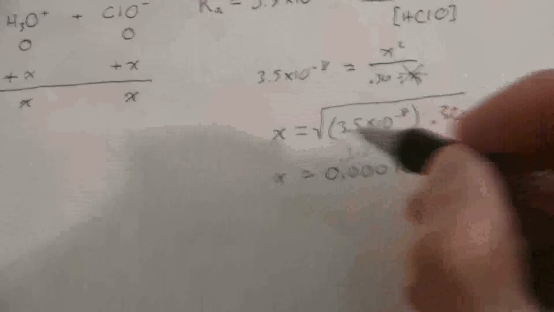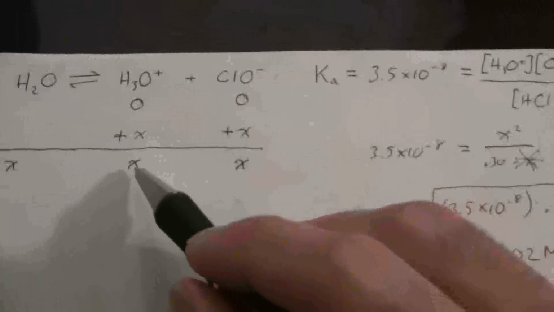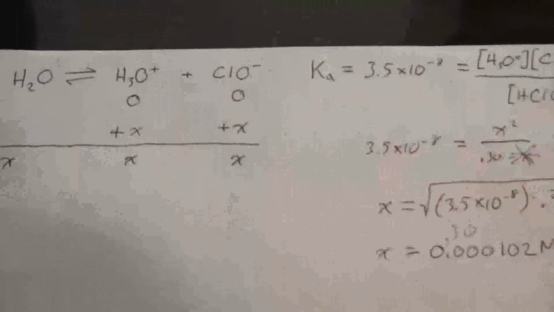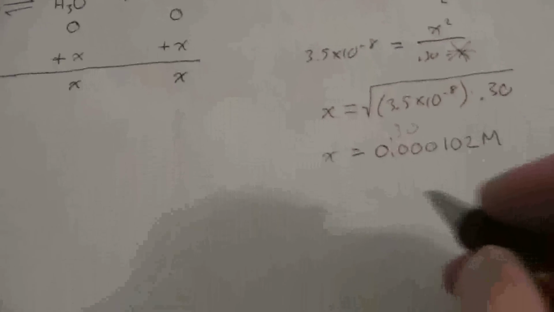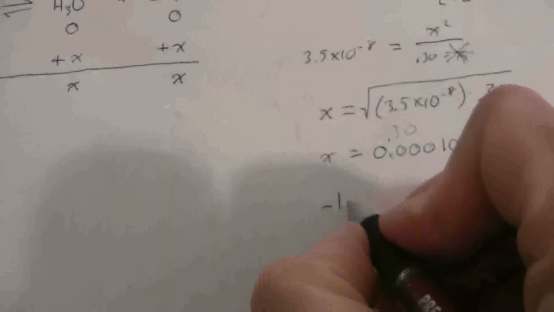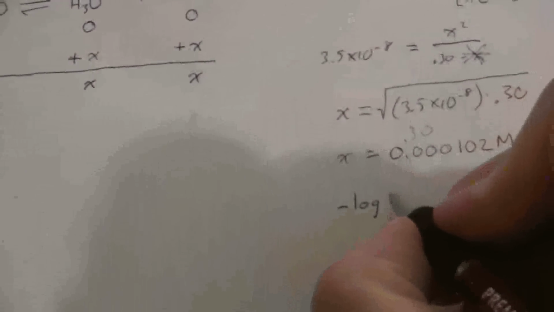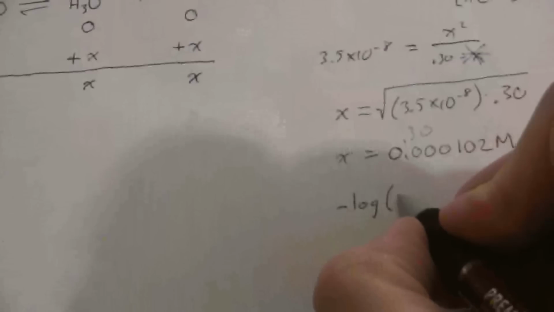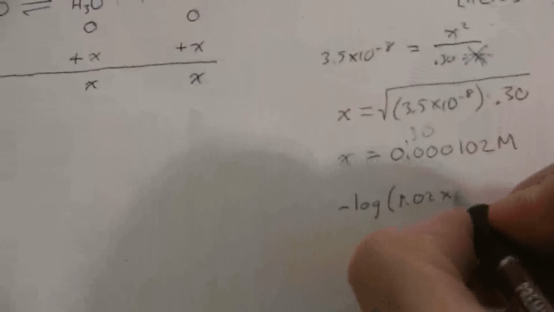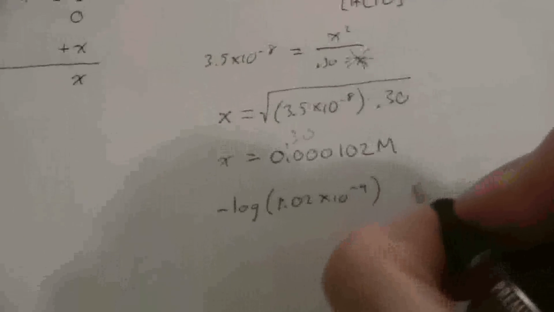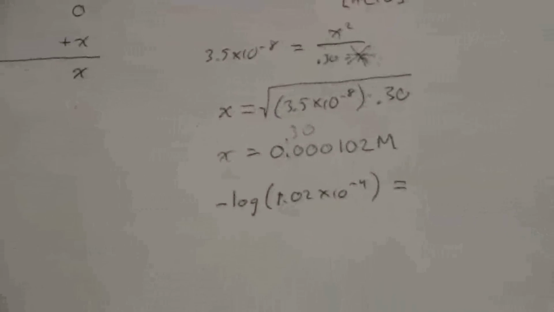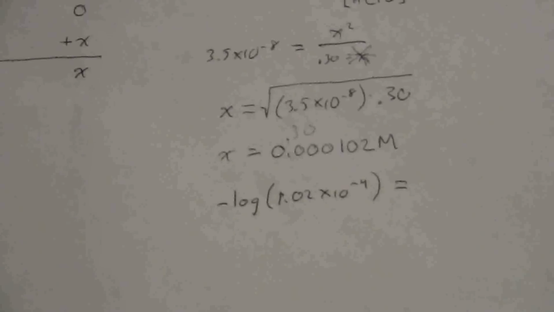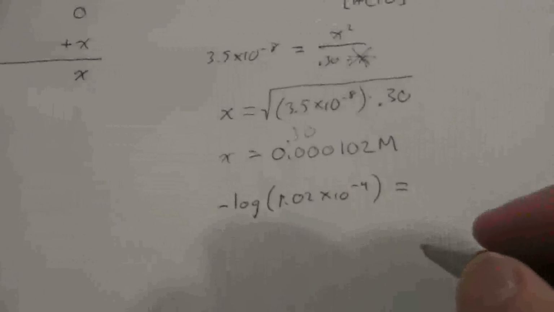So this is our concentration of the hydronium ions as well as the hypochlorite ions. If we want the pH from this, we'll just take the negative log of this value, and I'm just going to write that as 1.02 times 10 to the minus 4th. And what we get here is about 3.99.